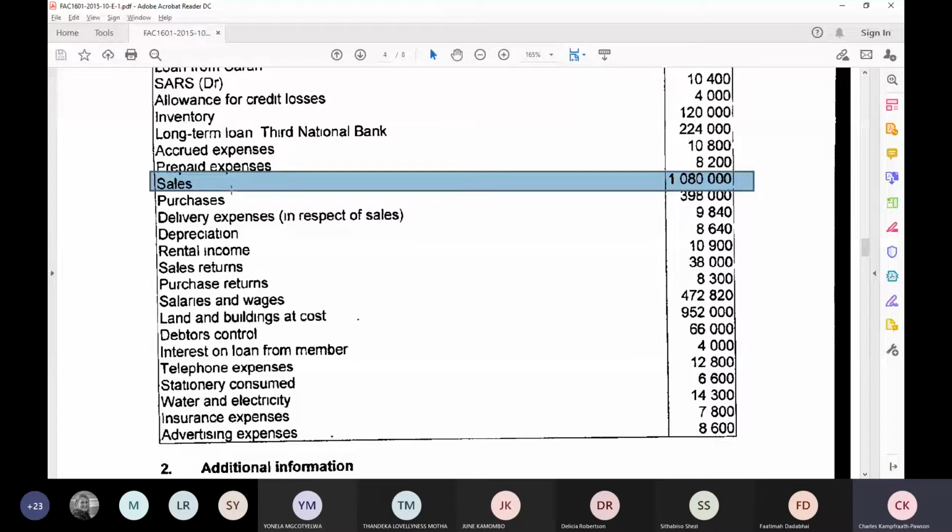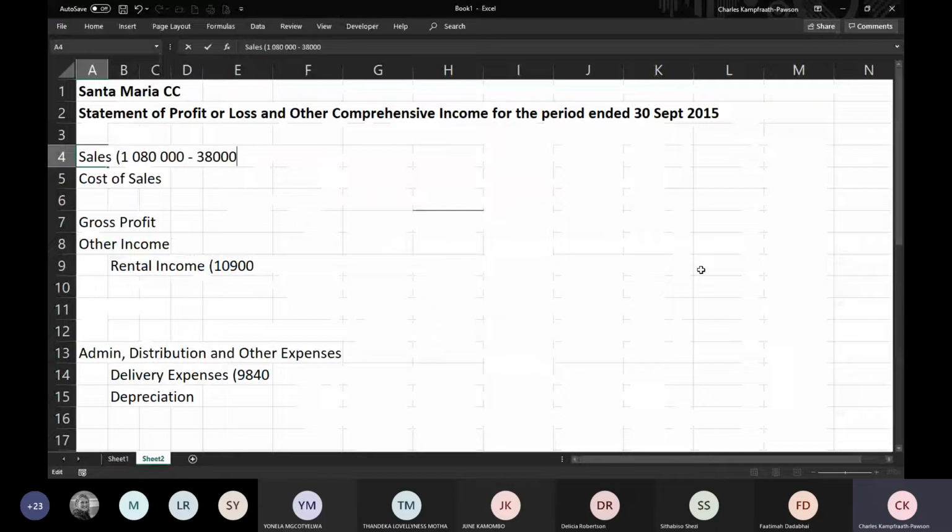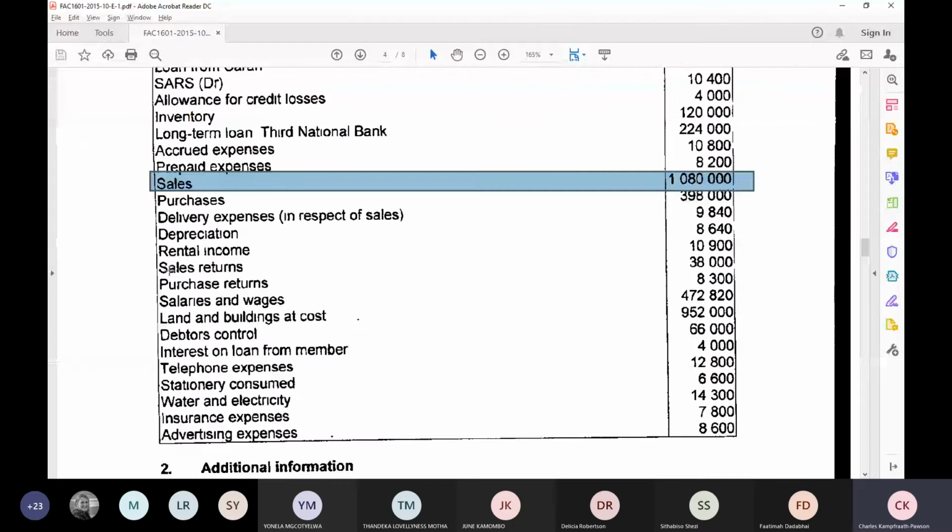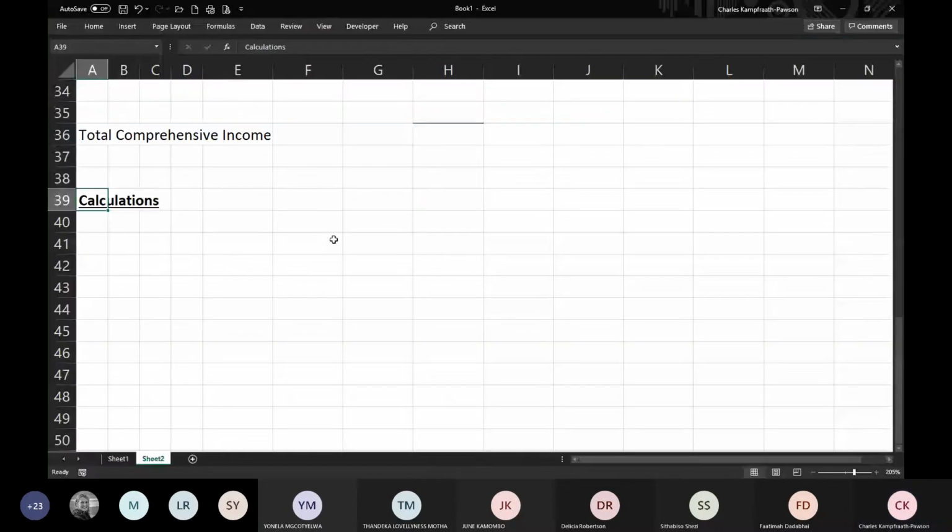Sales, and we said the sales returns were 38,000. That's what we've got there so far. Rental income, sales returns we've dealt with. Purchases returns must be part of my cost of sales calculation. So let's go say there calc 1. And let's scroll down. Calculations. We have calc 1.